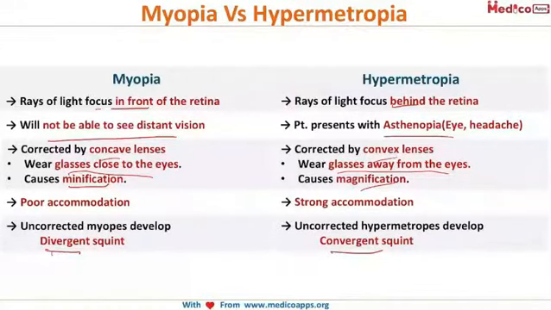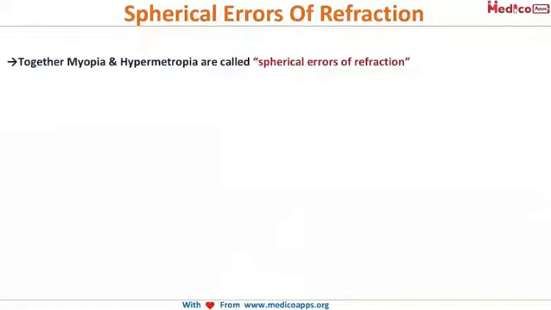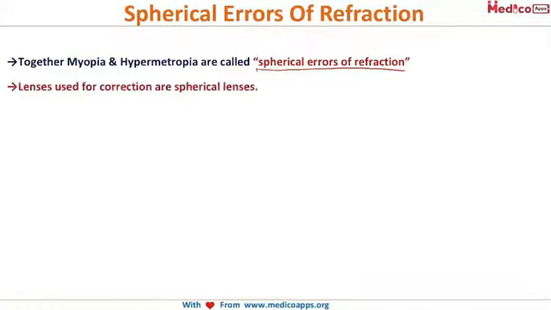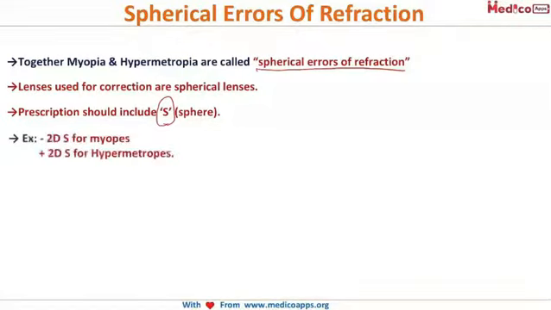Okay. Together, myopia and hypermetropia are called spherical errors. Why are they called spherical errors? Because you are giving spherical lenses, that is a convex or a concave lens, both are spherical lenses, right? So, in the prescription you will have to write S, that indicates sphere, and a negative sign for myopes and a positive sign for hypermetropes. So, in myopia you will say -2 diopter sphere for the correction, and in hypermetropia I will say +2 diopters of sphere.